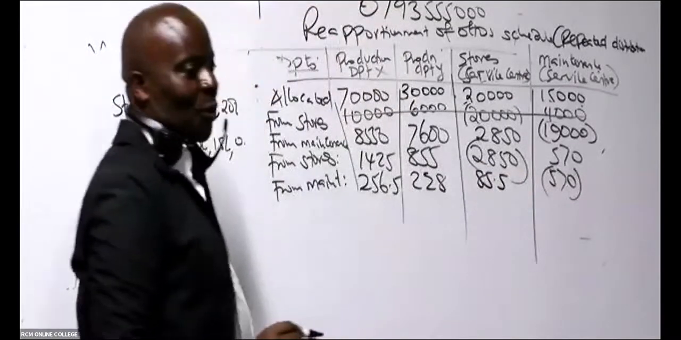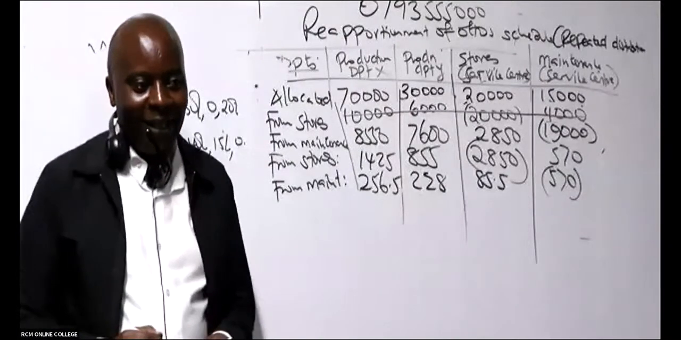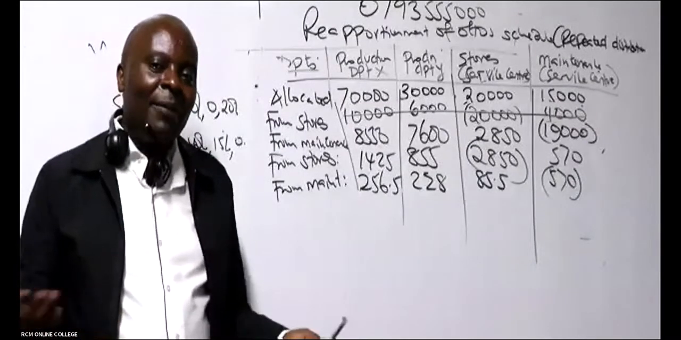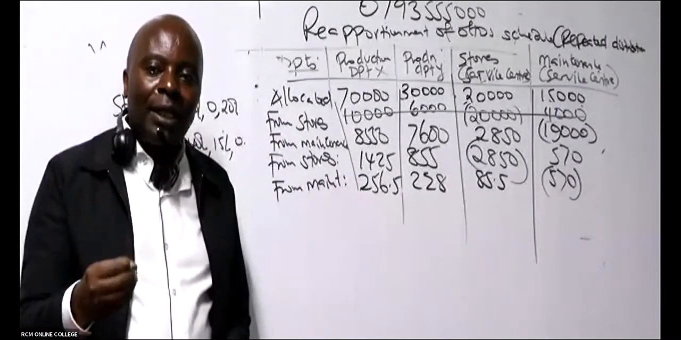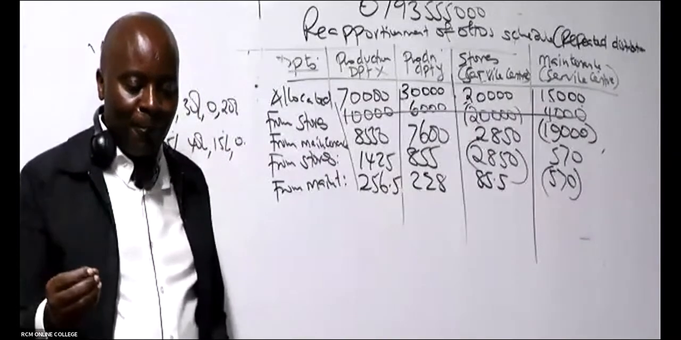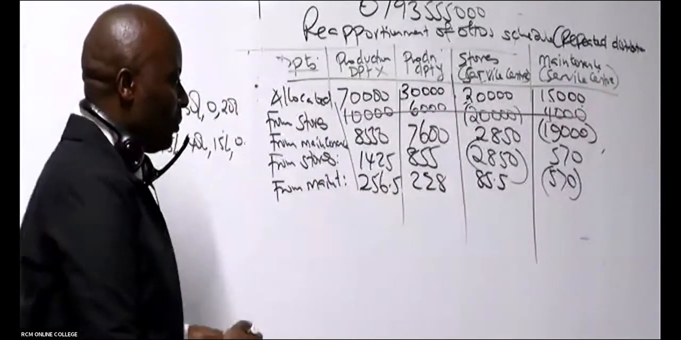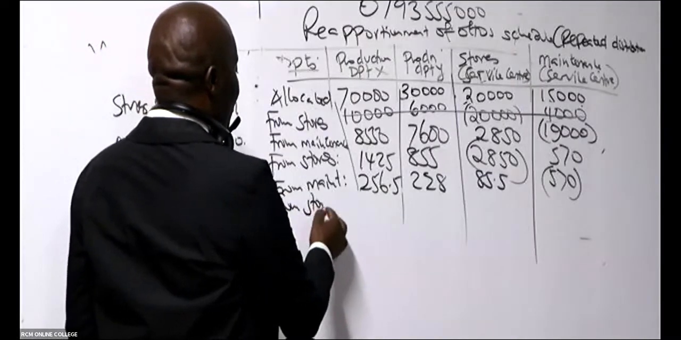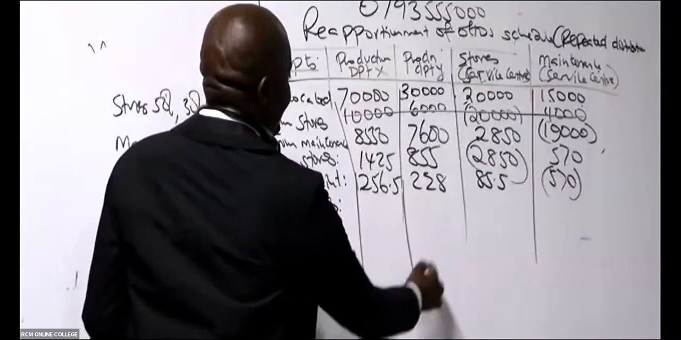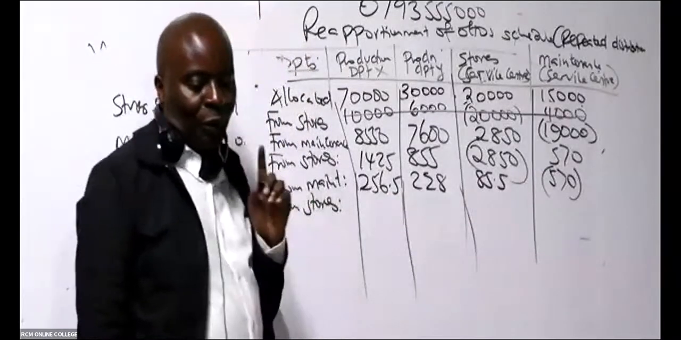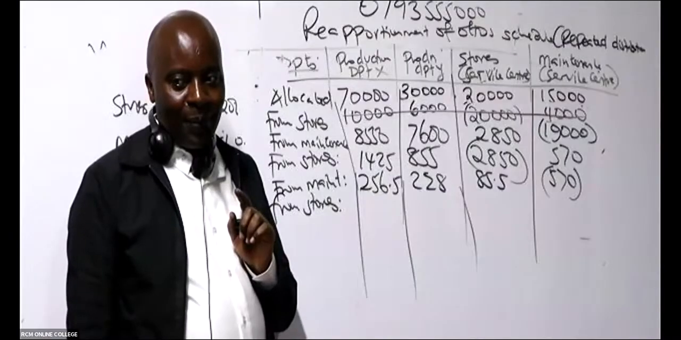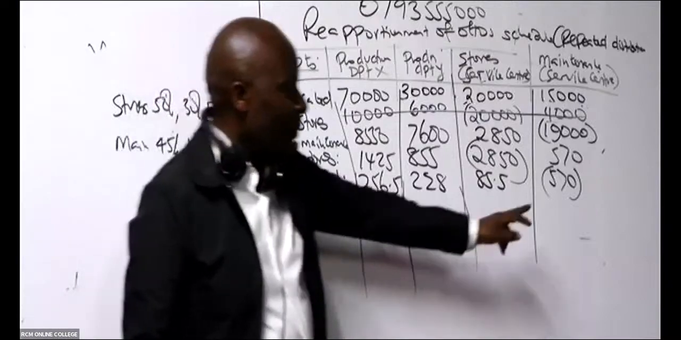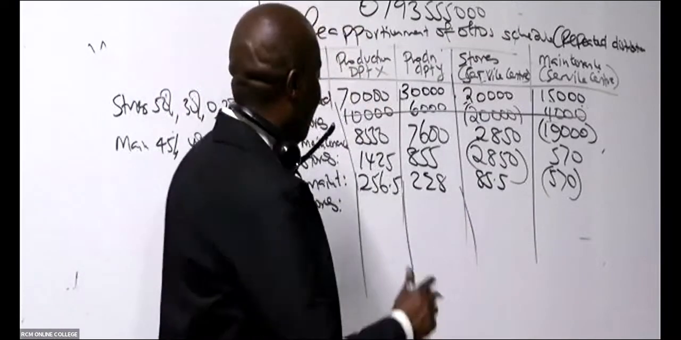Great. So have we finished? 85.5 is still a big figure, right? It's still material. We shall continue distributing until we start getting 0 point. So again, we say what? From stores. How much are we removing from stores? 85.5, isn't it? This amount here. Yes, 85.5.